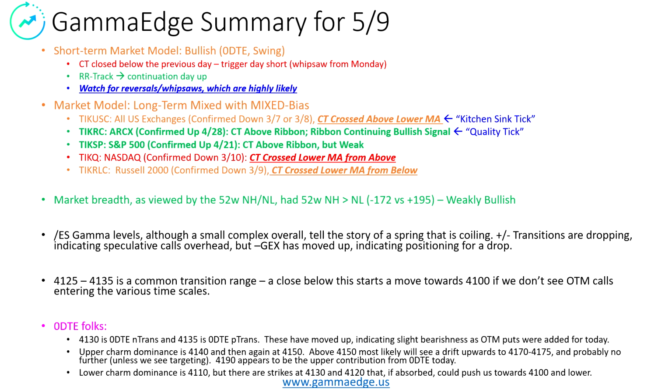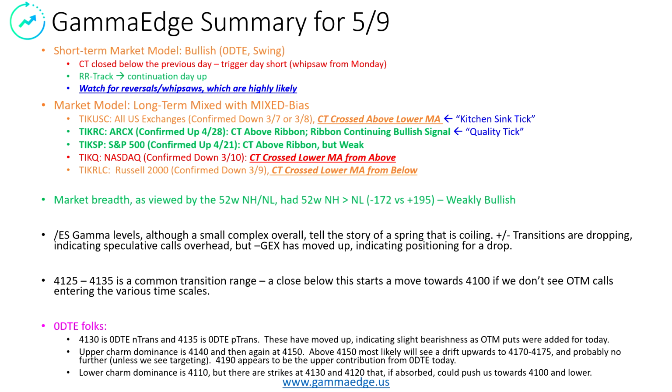Our longer term model, we are mixed with a mixed bias. On the TIKRC, which is the US composite, CT crossed above the lower moving average. That's good. It's a step in the right direction. Kind of confirming that is the TIKRC, which is the ARCX. That is comprised of the NYSE, the NASDAQ, and the Amex exchanges. We call it the quality tick. It's continuing bullish signal. It's actually pretty strong overall over the longer term.